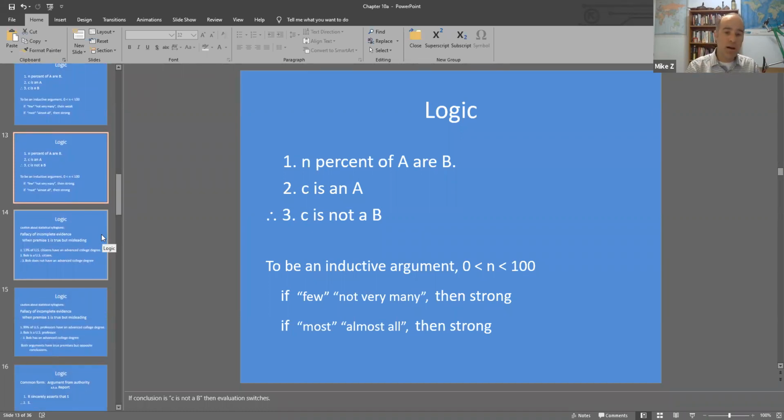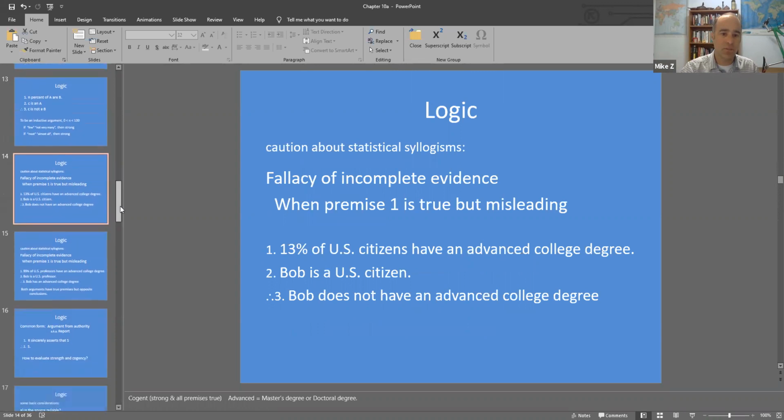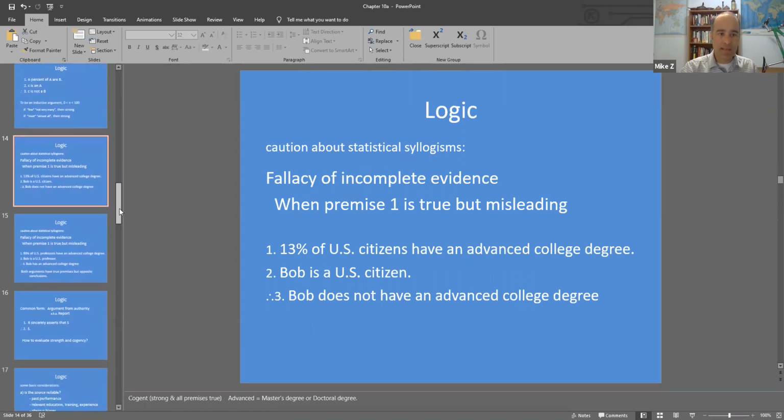There are a few other argument forms to get to, but before we get to any of those, just a quick caution about how statistical syllogisms are sometimes used here. So you could have a statistical syllogism that is strong and even cogent. That is, the premises really do increase the probability of the conclusion being true, and all the premises are true. So that's a cogent argument, but it still might be kind of misleading in some important way.